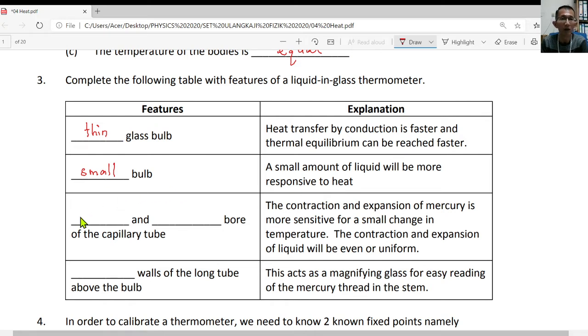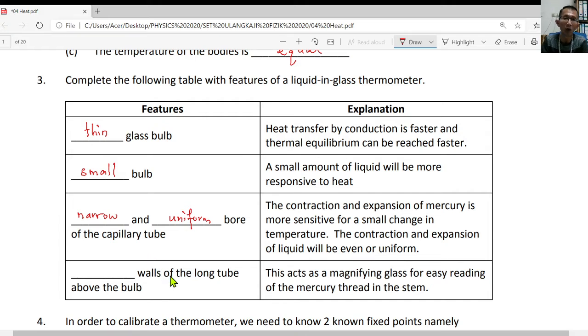Next, narrow and uniform bore of the capillary tube. This will make sure that the contraction and expansion of mercury is more sensitive to a very small change in temperature. Other than that, the contraction and expansion will be even, or in other words, uniform.